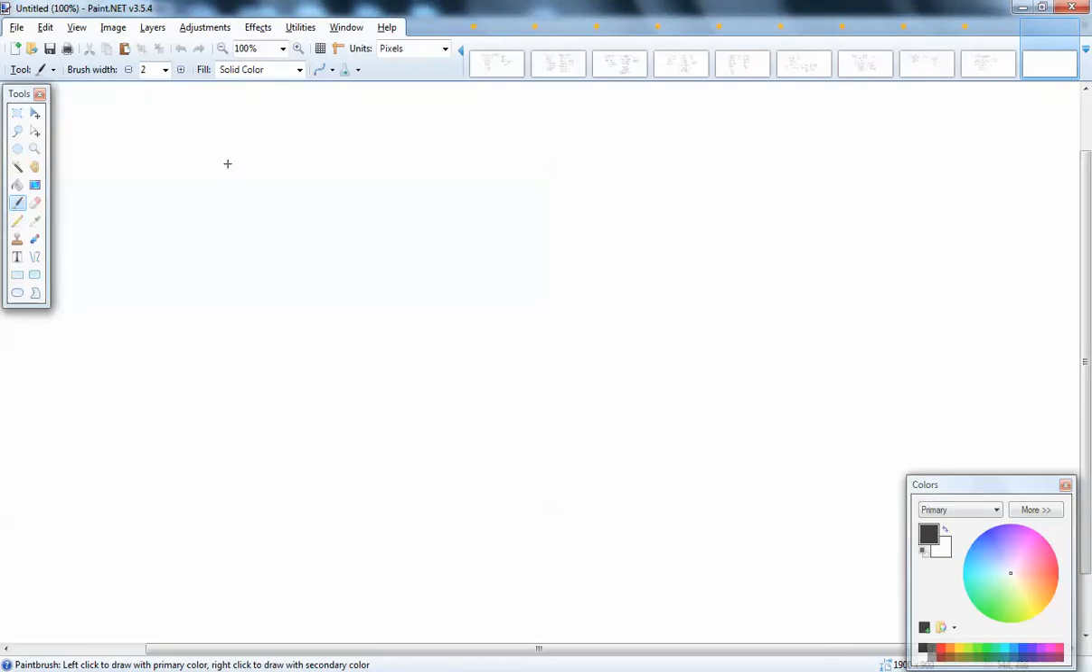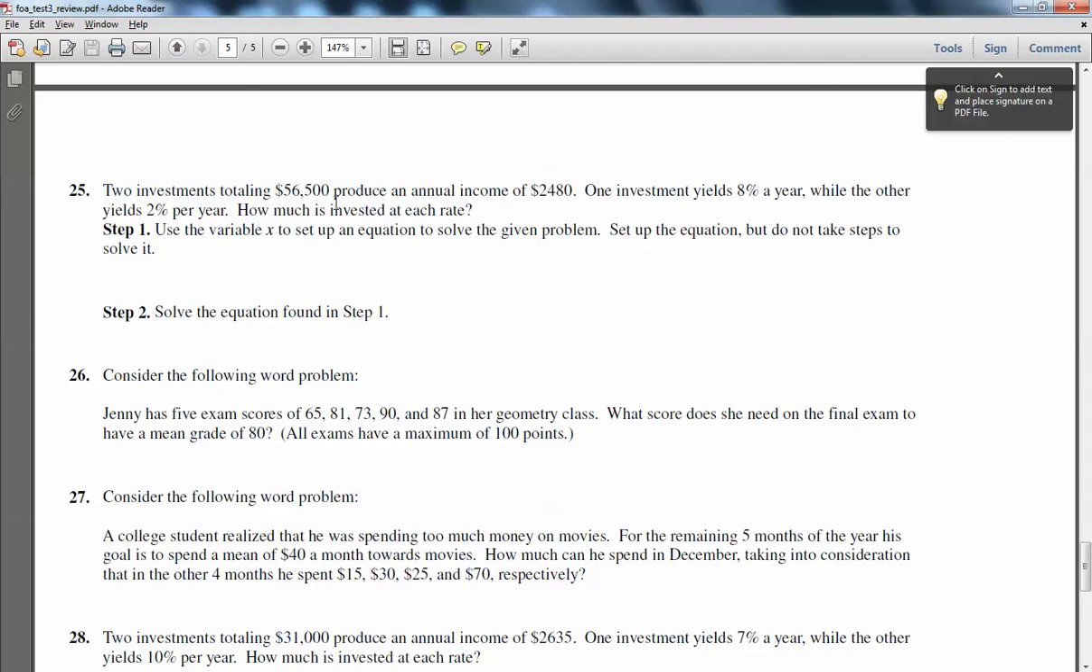It's 25. Two investments totaling $56,500 produce an annual income of $2,480. One investment yields this, the other yields this. How much is invested at each rate?